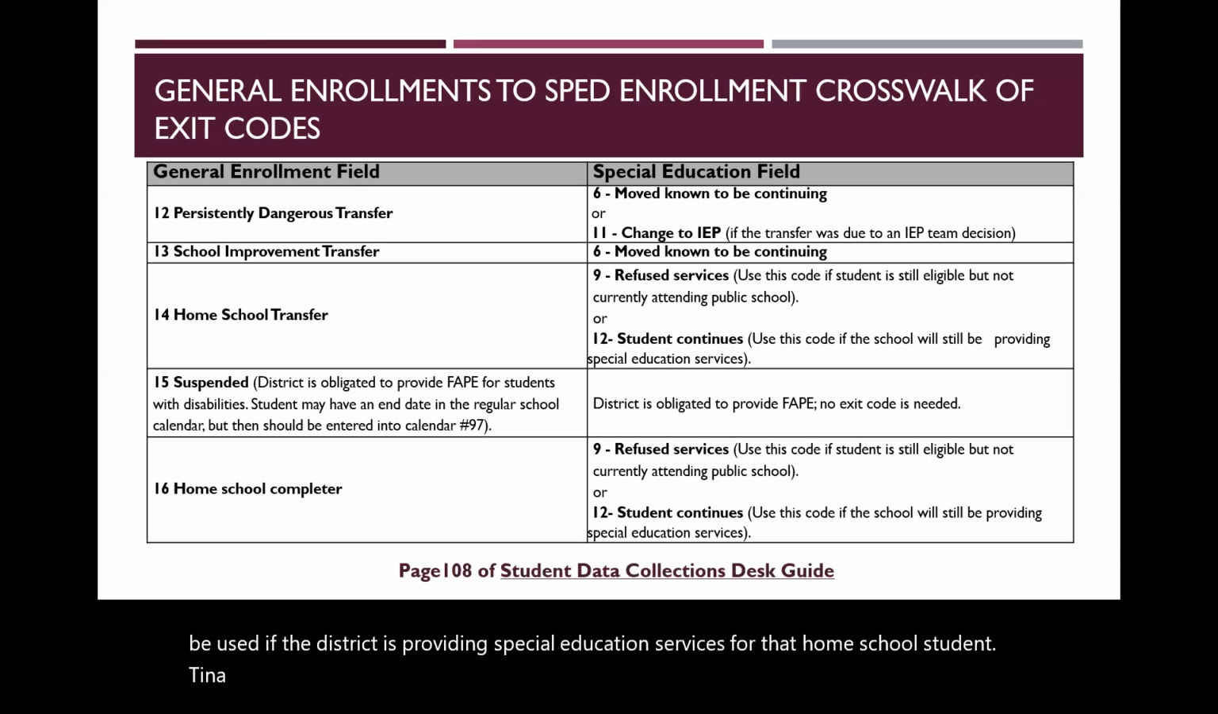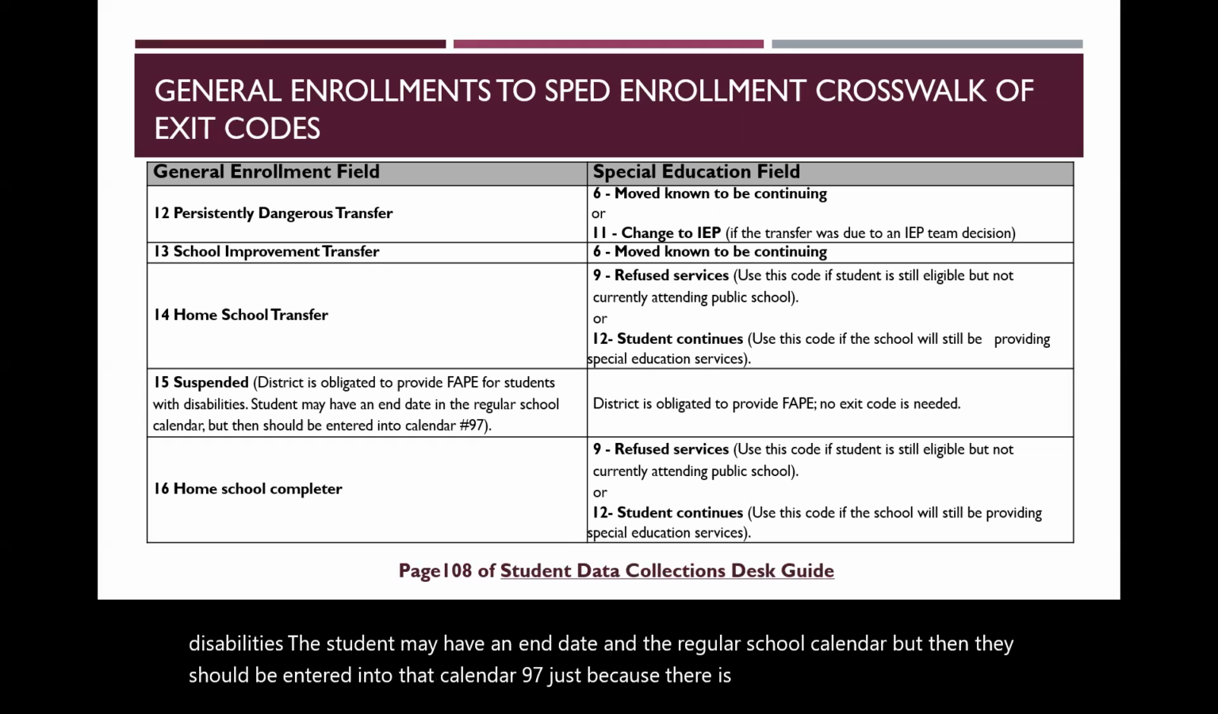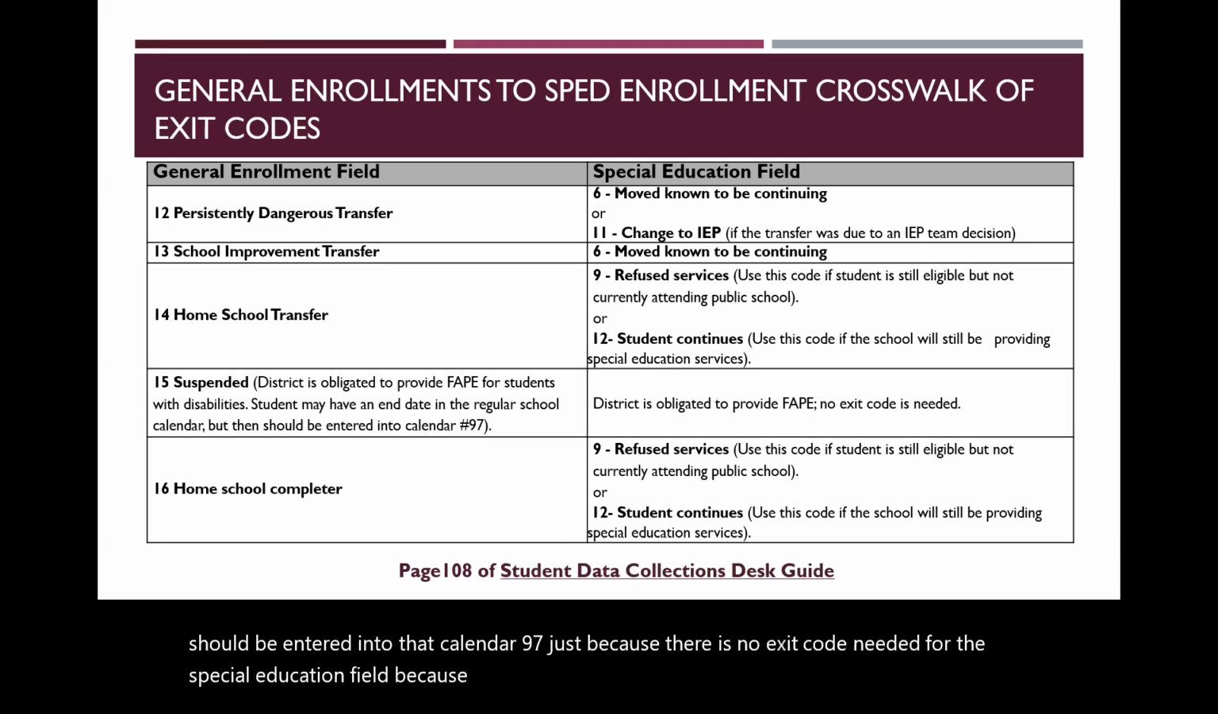Now, due to the district being obligated to provide FAPE for students with disabilities, the student may have an end date in the regular school calendar, but then they should be entered into that calendar 97. Just because there is no exit code needed for the special education field because FAPE is still needing to be provided. 16 is homeschool completer.